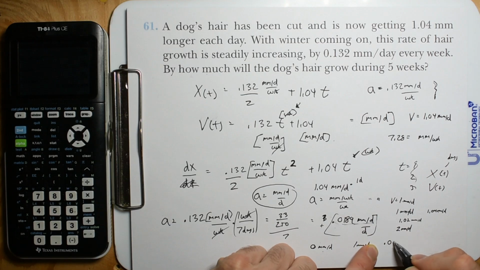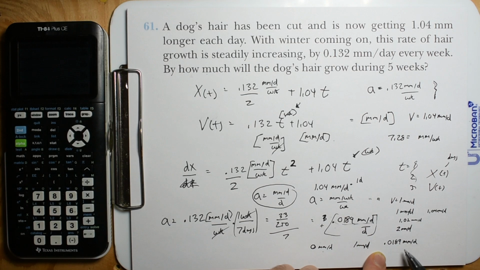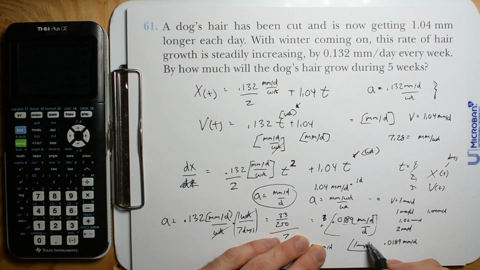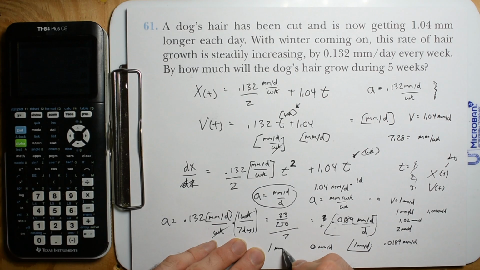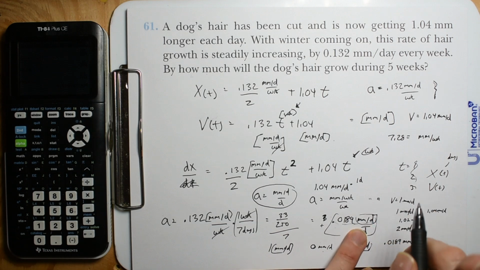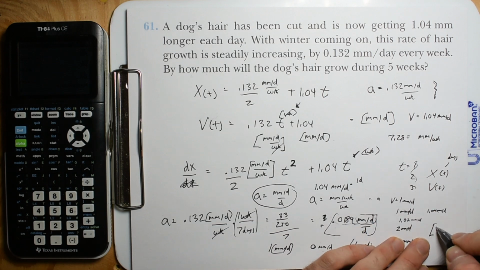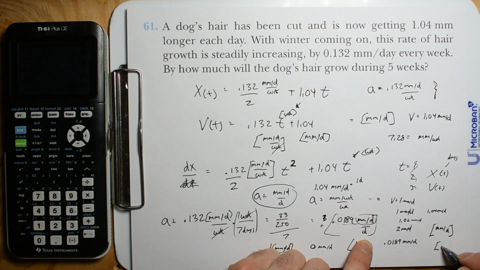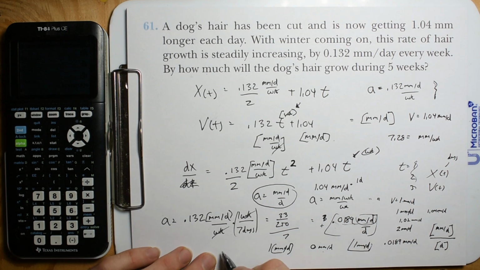So we got 0.0189 millimeters per day, and what do we want? We want 1 millimeter per day. And so anytime you're working with acceleration, this term you can kind of just think of as one thing. So we have a unit of millimeters per day, and that's divided by day. And then we have something that we want. We want 1 millimeter per day.